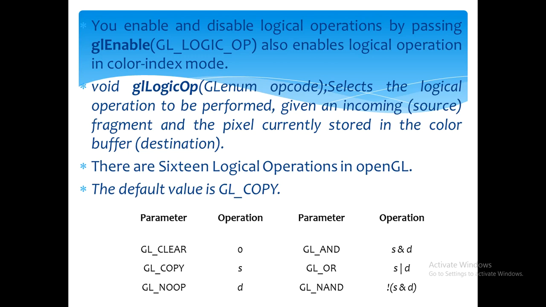To do this you enable and disable logical operations. If you want to use logical operations you have to enable, if you don't want to use you have to disable. How to enable? glEnable(GL_LOGIC_OP). glEnable(GL_LOGIC_OP) also enables logic operation in color index mode, means this you have to enable, then only can you use your OpenGL for logical operations.